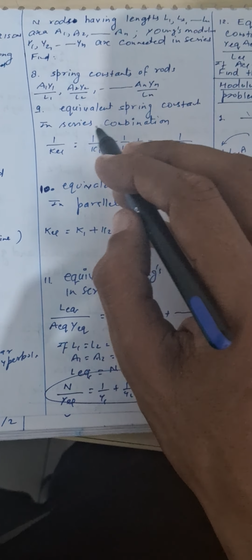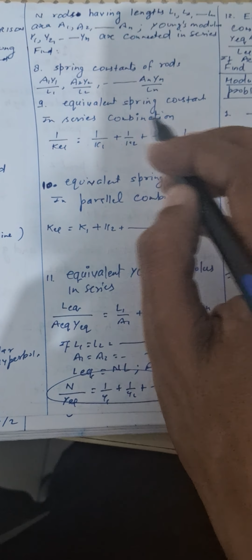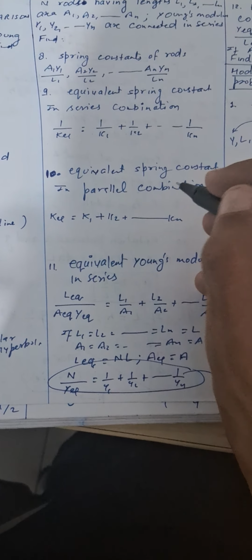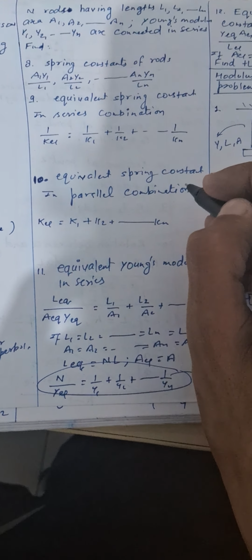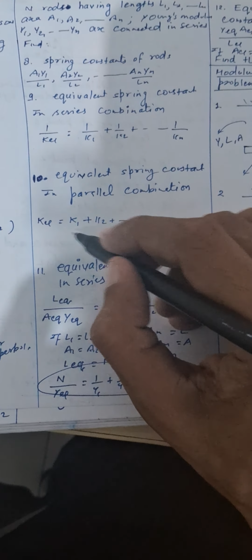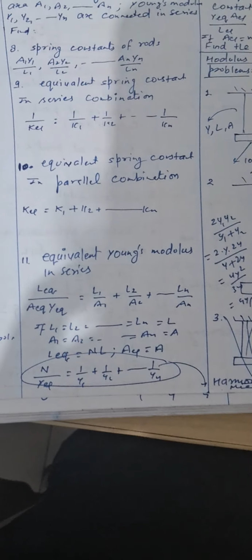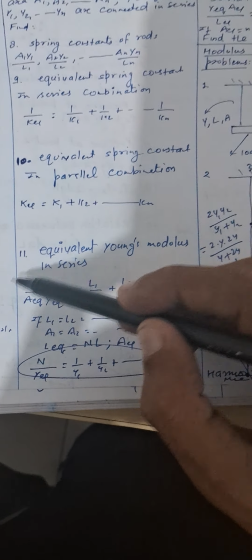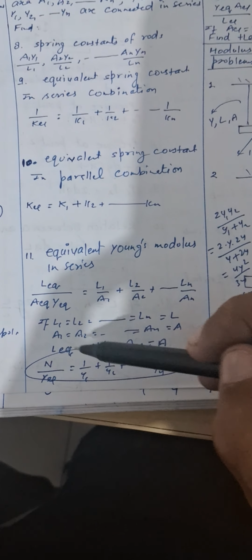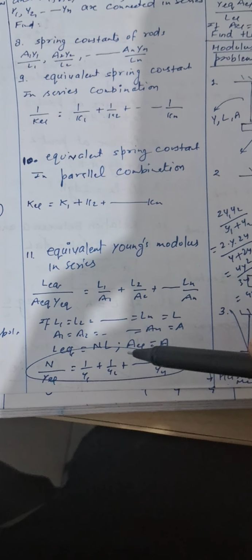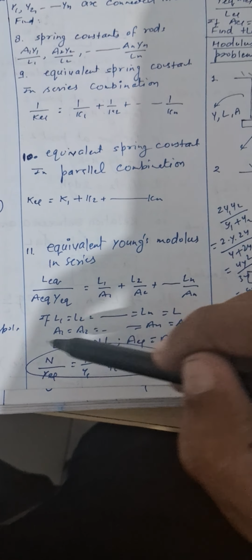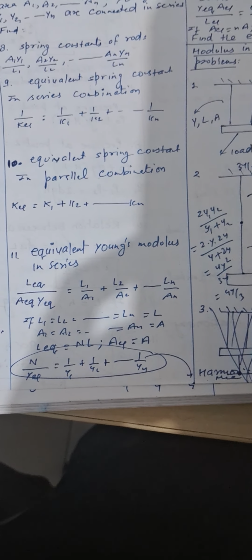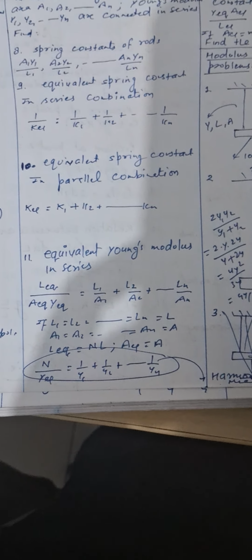Next is equivalent spring constant in series combination, so you just add by reversing them, and you will find the equivalent spring constant in series. Whereas in case of parallel combination they are added like this, k1 plus k2 plus up to kn. Then we need to find equivalent Young's modulus in series. So equating the k equivalent on both sides, and taking L equivalent equal to n times L, we have this relation for Y equivalent, which is the harmonic mean of the individual rods.